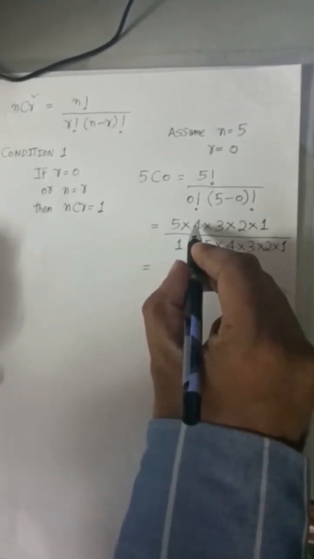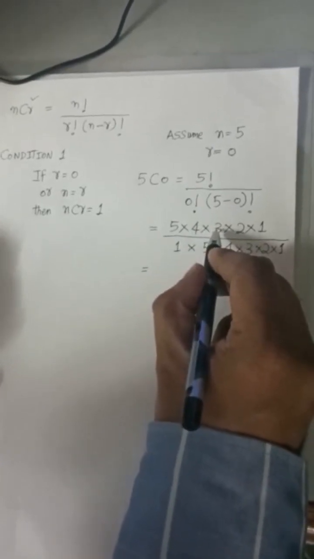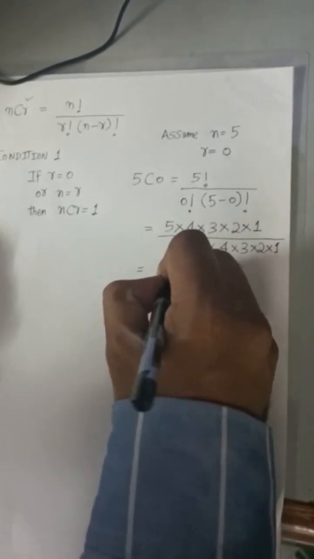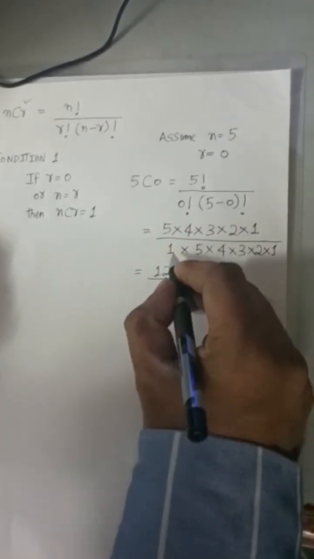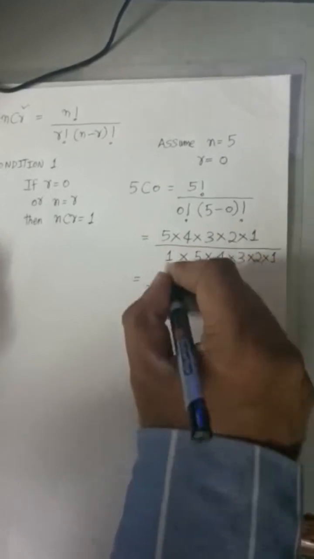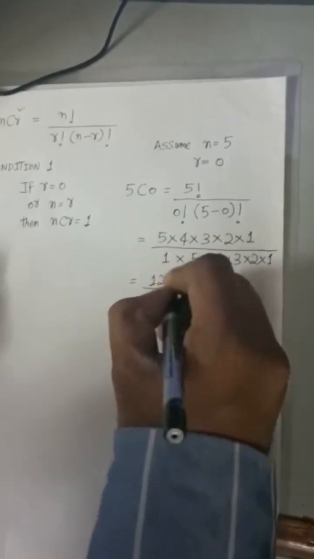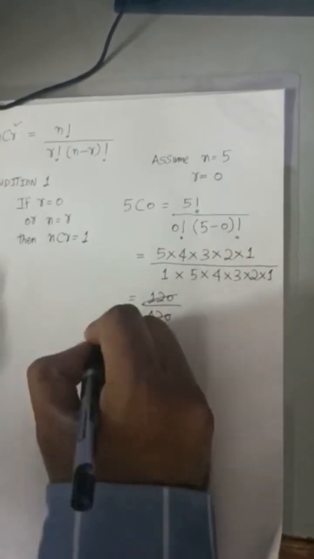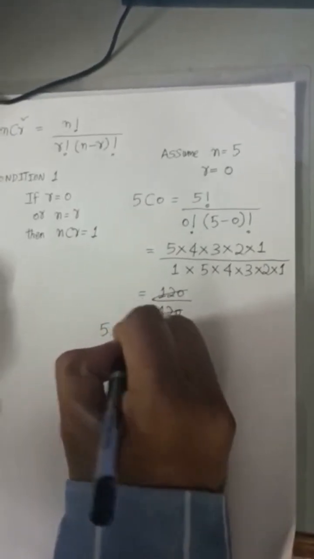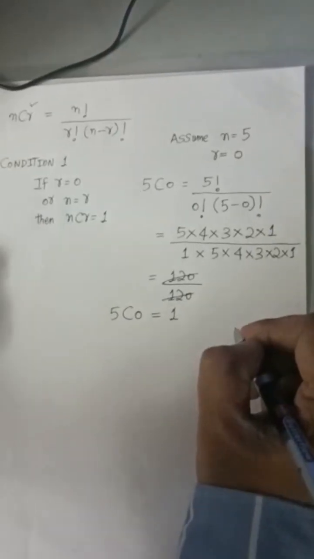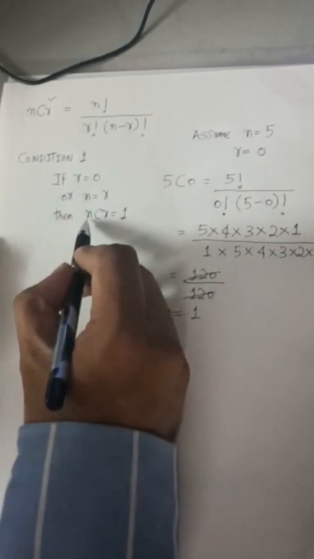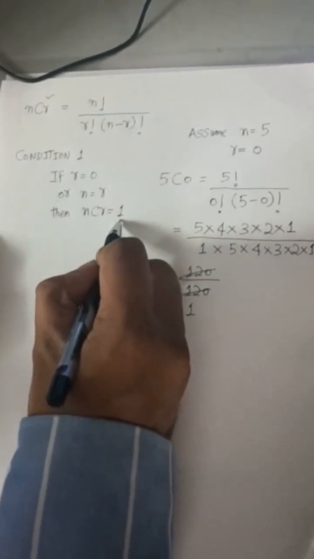So if I see that, this will be 5 into 4 is 20, 20 into 3 is 60, 60 into 2 is 120, 120 into 1 is 120, divided by again the same number, 120 into 1 will be 120. So we will get the answer as equal to 1. So 5C0 we are getting as 1. It means that when r equal to 0, then nCr will always be equal to 1.